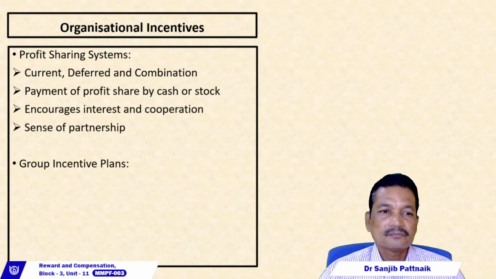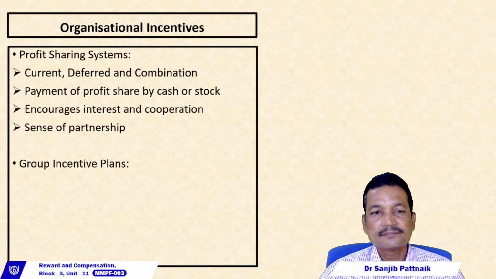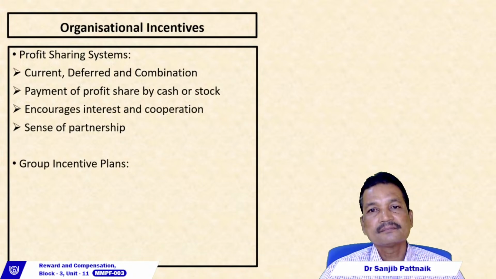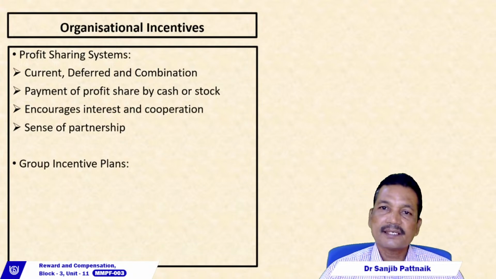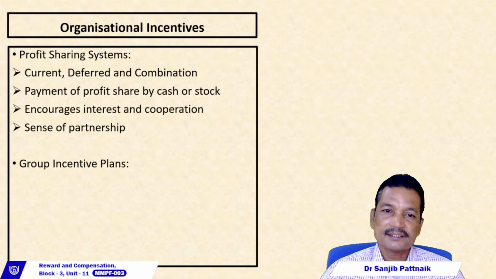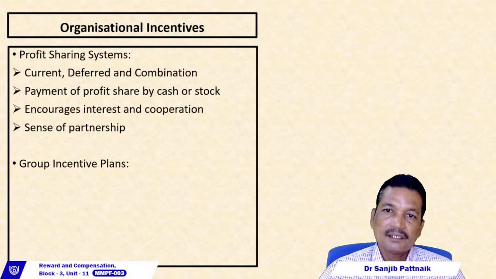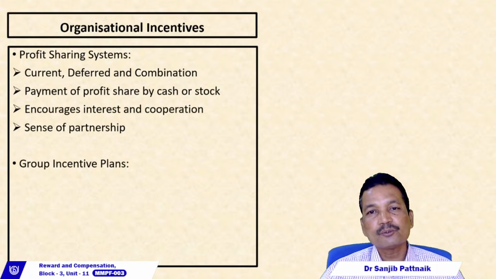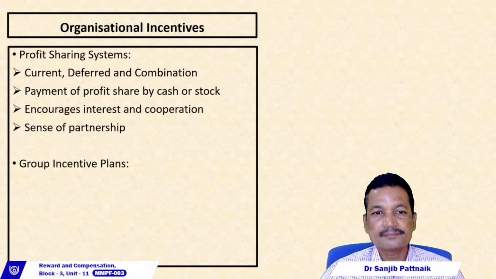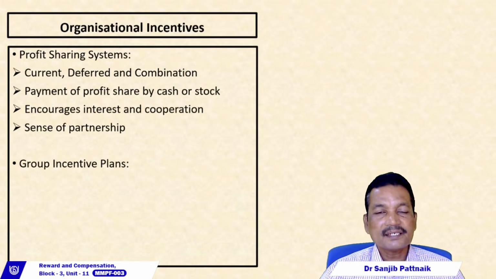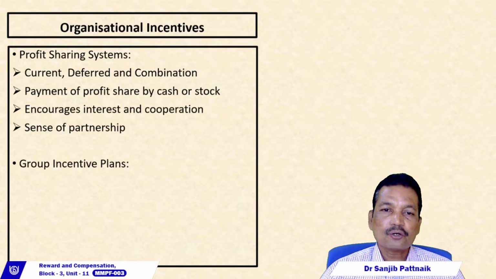Organizations also make the payment of the profit share by cash or stock. The employees will be given an option: you can take cash, or you can take the shares or stocks of the company instead of the cash. If employees choose stock, they will benefit from capital appreciation in future years. If they take cash, they can meet their immediate obligations. But widely it has been seen that employees take the stock option.